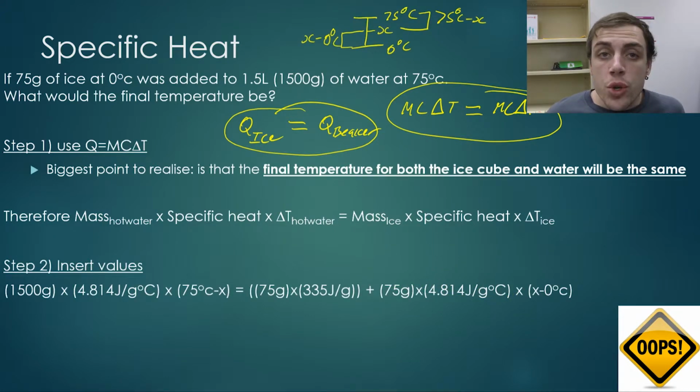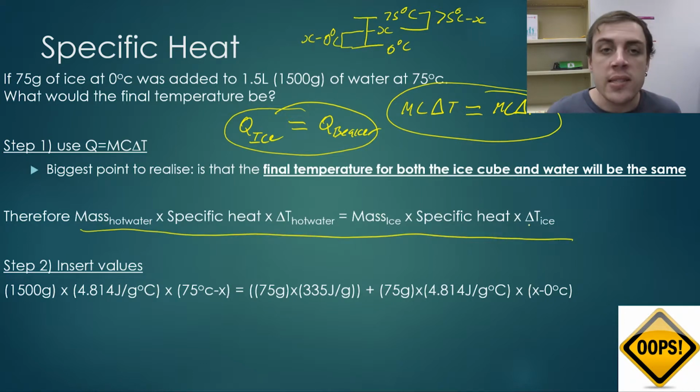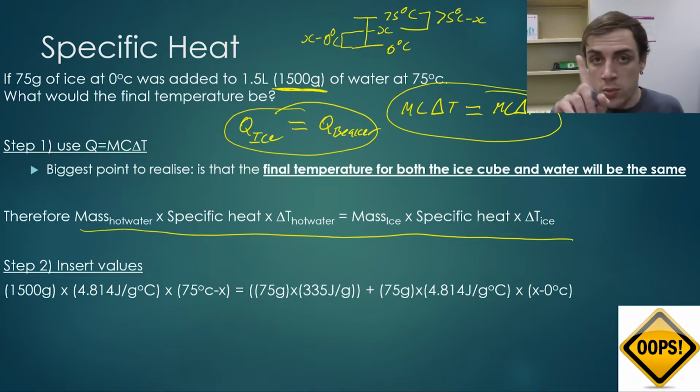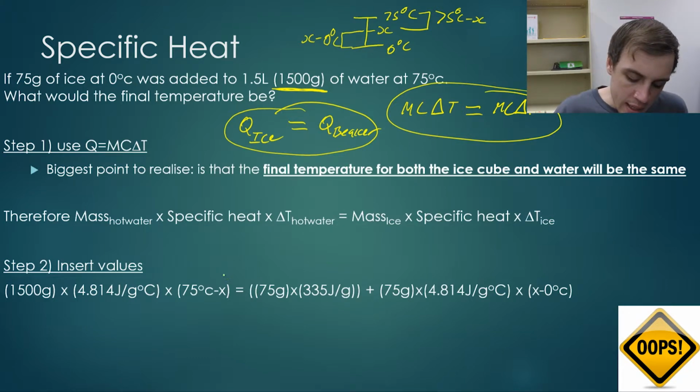So now we can look at our formula that we'd written out here and start to insert the values. The mass of the hot water we know is 1500 grams, because remember the density of water is 1. We know the specific heat of water. We know that it takes 4.184 joules of energy to heat 1 gram up by 1 degree Celsius. Now the tricky part here is 75 degrees minus X, and that's what we did up here. So we've got our difference in temperature.